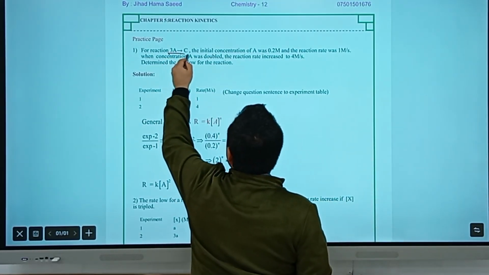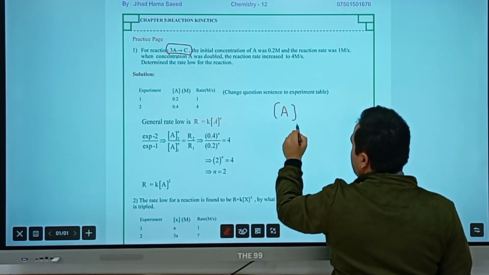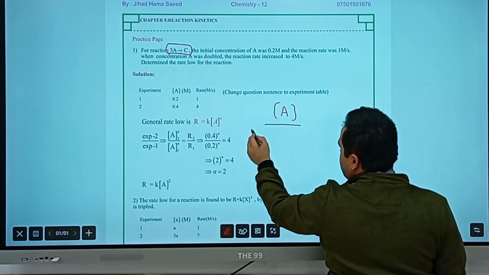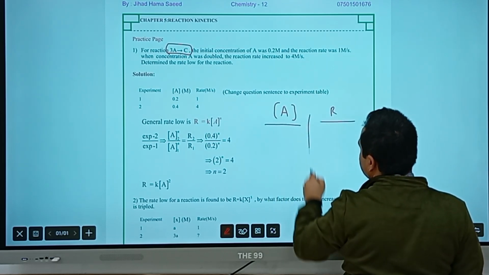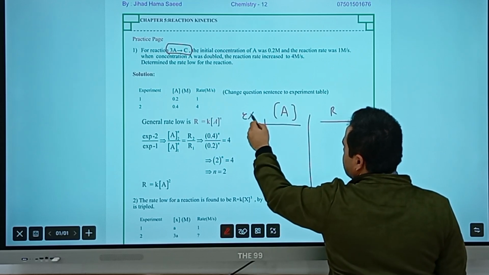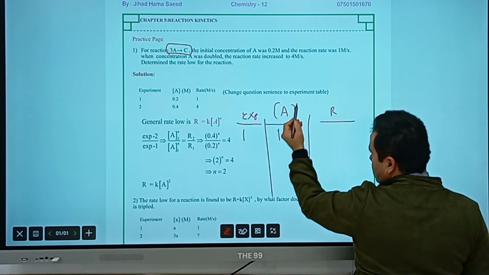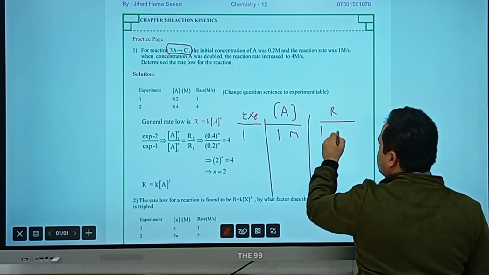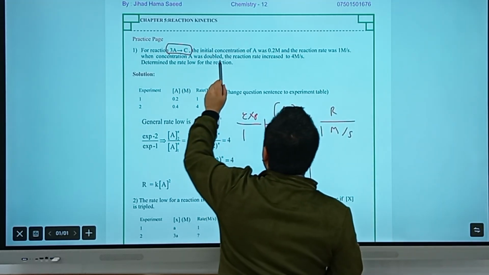For reaction 3A goes to C, here we have the concentration of A, one reactant, with the rate of the reaction in molarity per second, and experiments. At the beginning, write 1 molarity and 1 molarity per second.